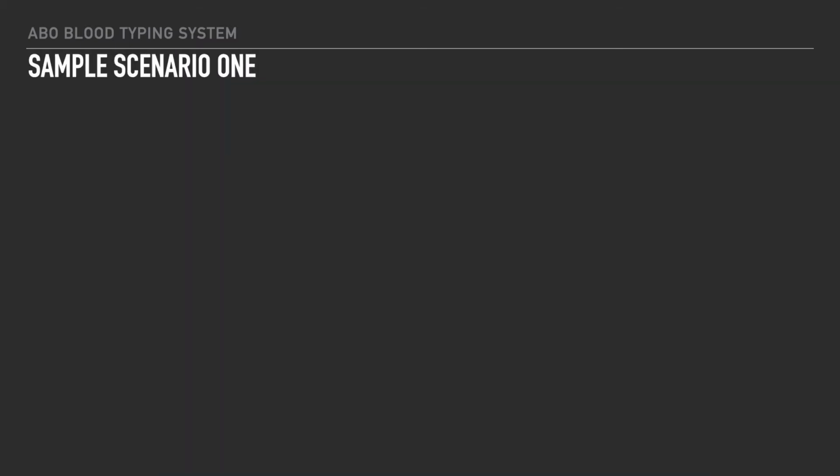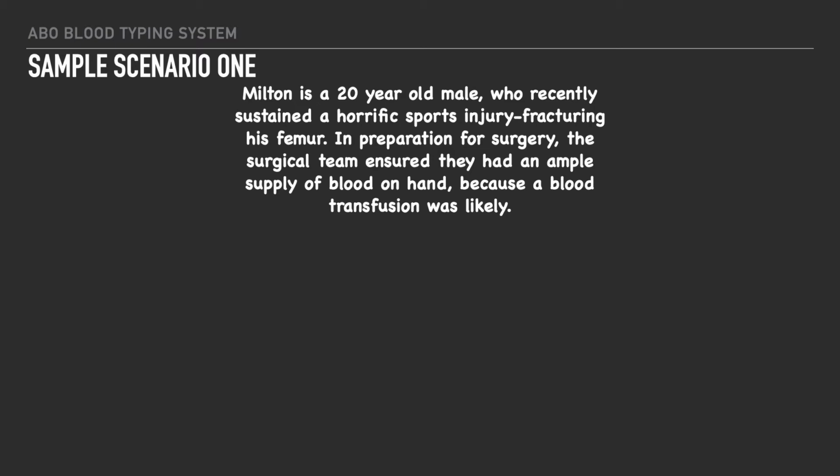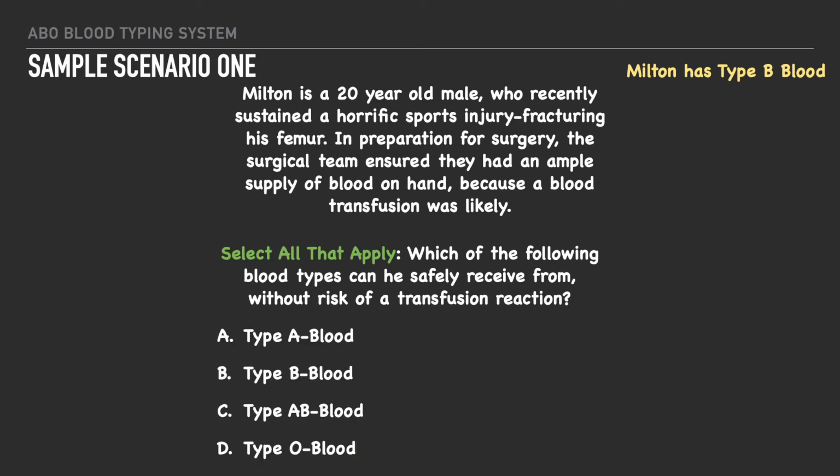So let's look at an example together. Milton is a 20-year-old male who recently sustained a horrific sports injury, fracturing his femur. In preparation for surgery, the surgical team ensured that they had an ample supply of blood on hand because a blood transfusion was likely. So let's assume that Milton has type B blood. Here's the question: which of the following blood types can he safely receive from without the risk of a transfusion reaction? Feel free to pause the video and, utilizing the information we've discussed, determine which type of blood Milton could receive.